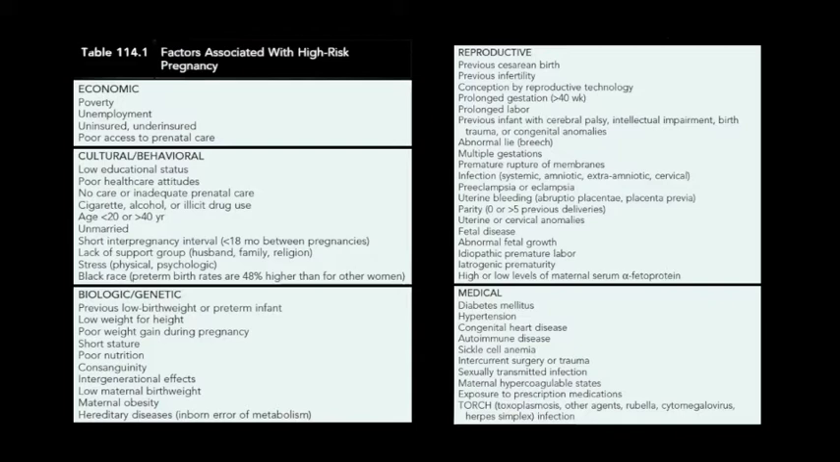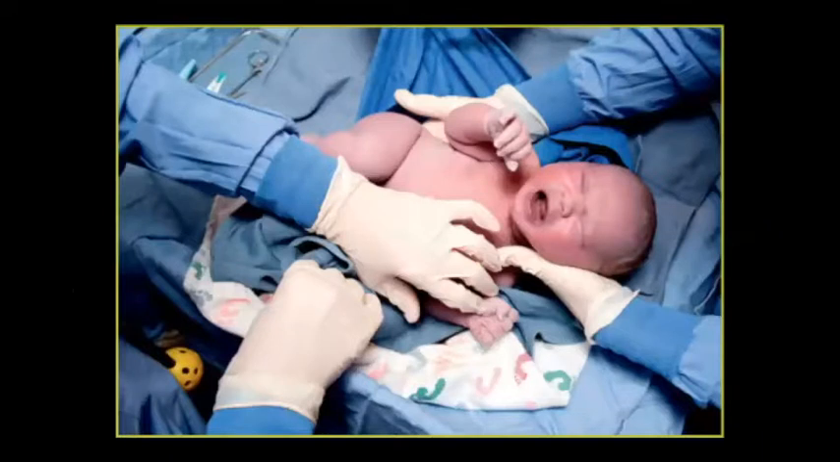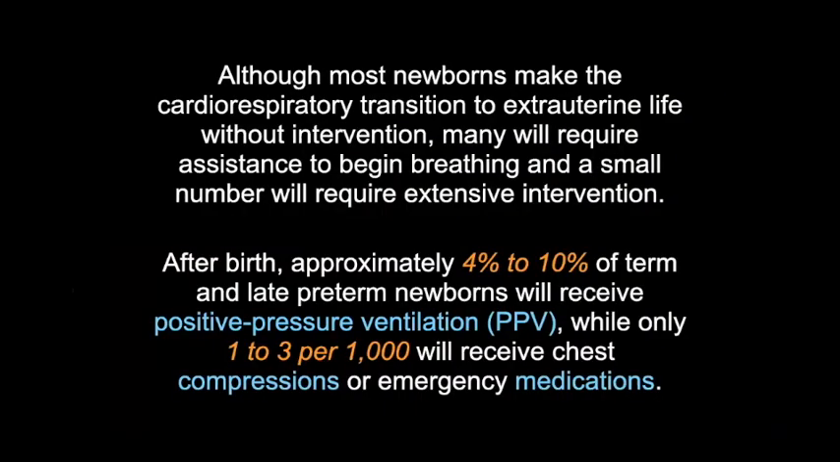You also have medical conditions of the mother associated with factors leading to high risk pregnancies, such as gestational or maternal diabetes mellitus, hypertension, congenital heart disease, and so forth. So once a baby is delivered, it's very important that we have a thorough history taken prior to delivery, so we are able to anticipate potential problems that may occur. A maternal condition may lead to a neonatal complication.